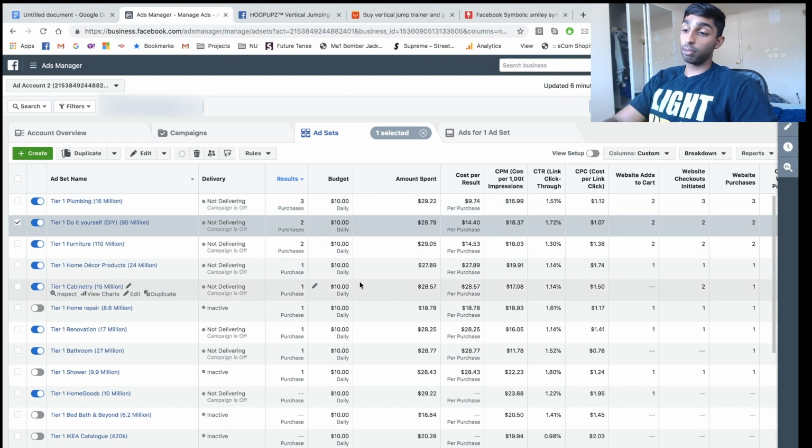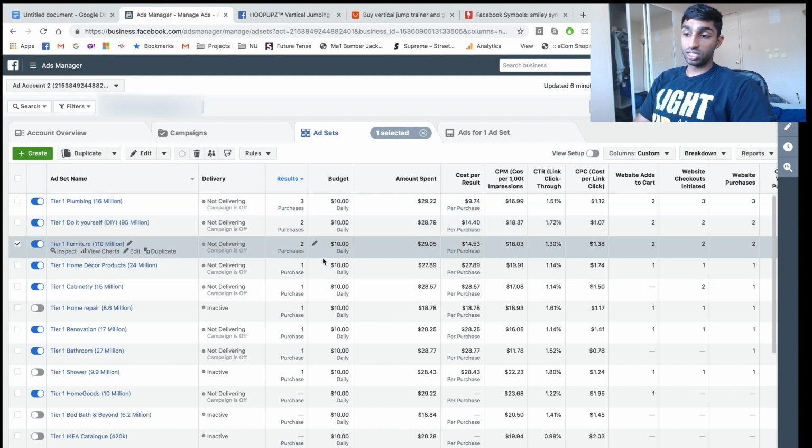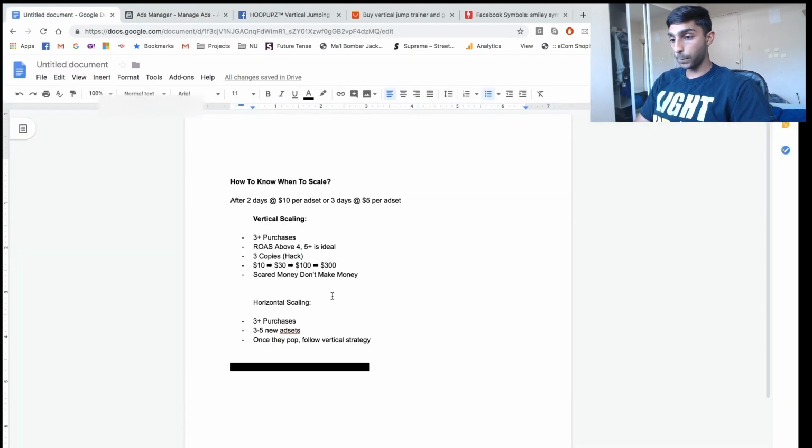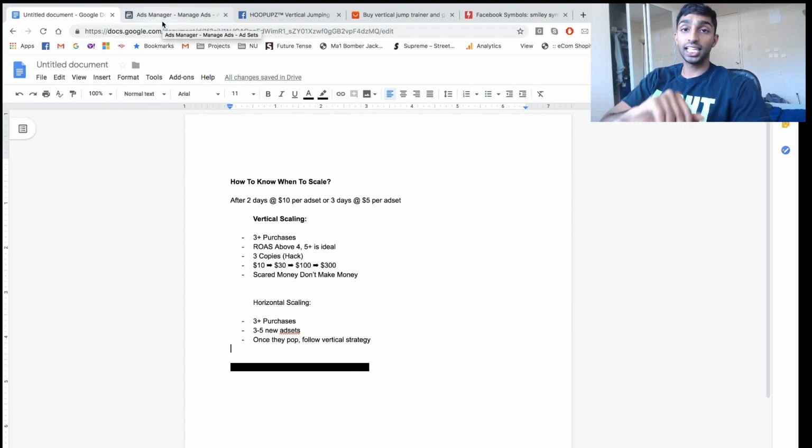So let's say this one had 3. I would do the same process, right? I would just find 3 to 5. I would duplicate this and find 3 to 5 suggestions to it, and I want to do that with every single one with over 3 purchases. It's really that simple. So that's actually the most important part about scaling, is that you actually create new ad sets every single day for the ones that are working.